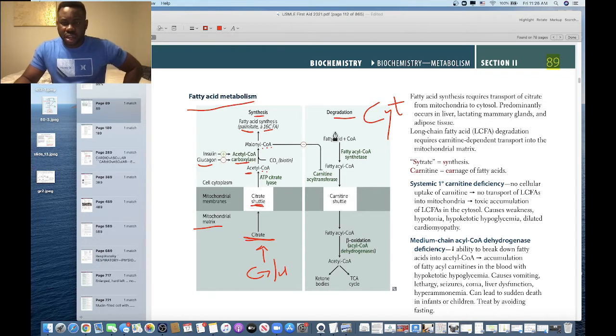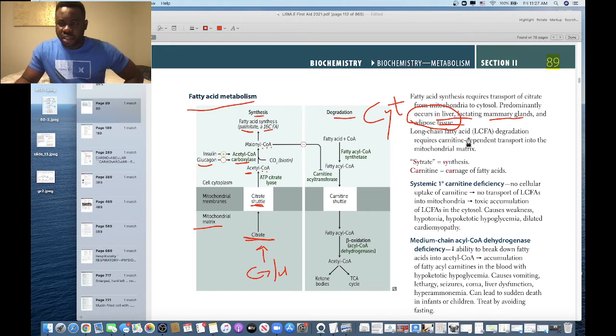All right, now let's look at the degradation of fat. First of all, let's just read this, because the top here is for this side. Fatty acid synthesis requires transport of citrate from the mitochondria to the cytosol, and predominantly it occurs in the liver, lactating mammary gland and adipose tissue. So you want to know about this. The liver is the main one, and then the adipose tissue. Of course, fat should be made in the fatty cells, right?